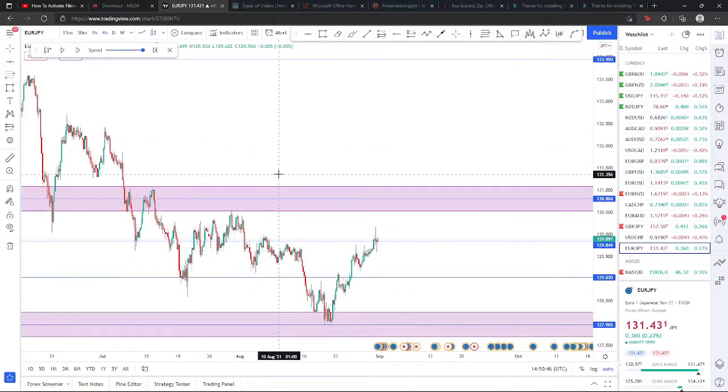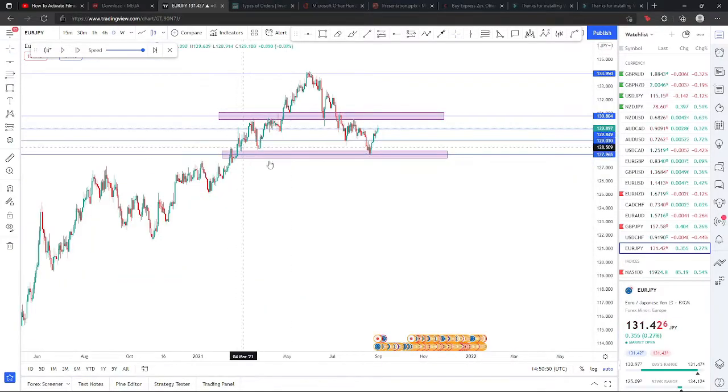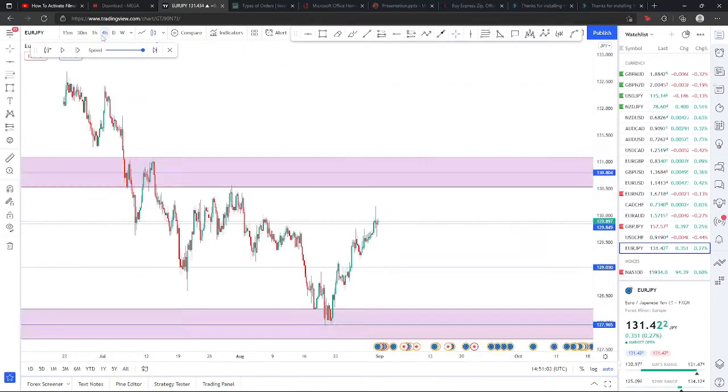Let's take a look at an example from Euro JPY. As you can see, we are in this sort of ranging area. I see many touches at this resistance and many touches at this support that are respected. So let's jump into a 4 hour time frame.